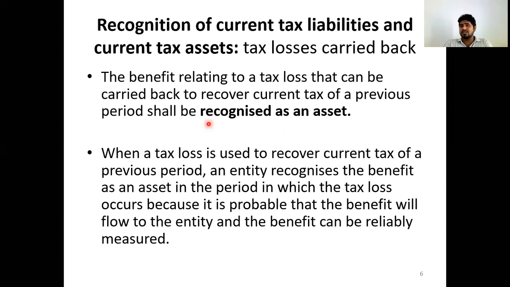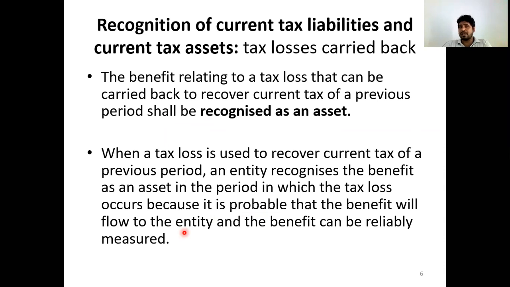But what we can do is, instead of paying 150,000, we can claim, right? We can adjust from the previous tax claims. So for example, you can claim 30,000 tax loss from this period. Therefore, 150,000 minus 30,000 equals 120,000. That is current tax paid, right? Because it is probable that the benefit will flow to the entity and the benefit can be reliably measured.